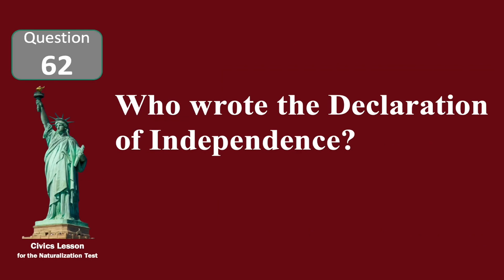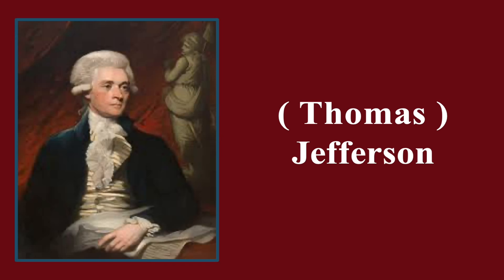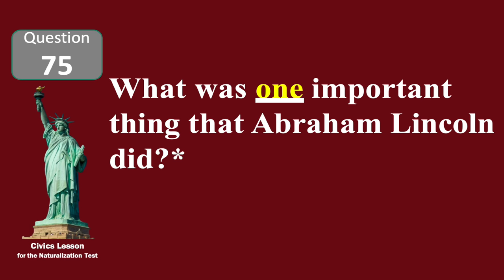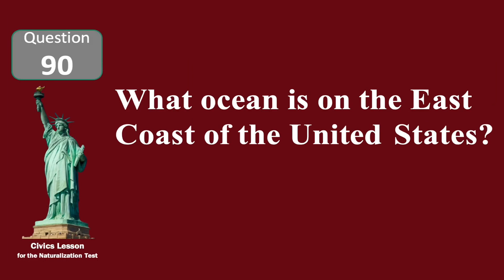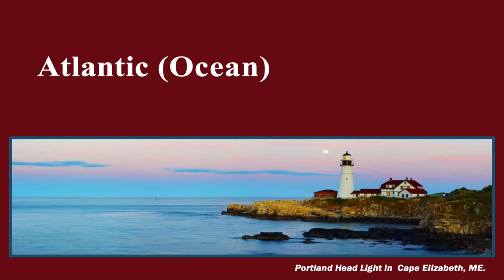Who wrote the Declaration of Independence? Thomas Jefferson, or just Jefferson. What was one important thing that Abraham Lincoln did? Freed the slaves. What ocean is on the east coast of the United States? The Atlantic Ocean.